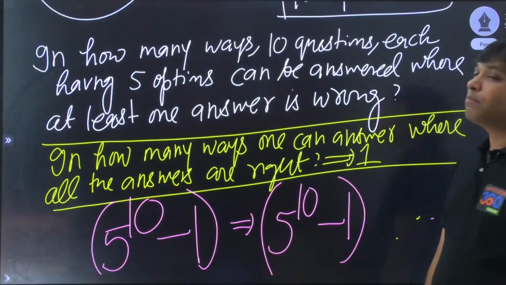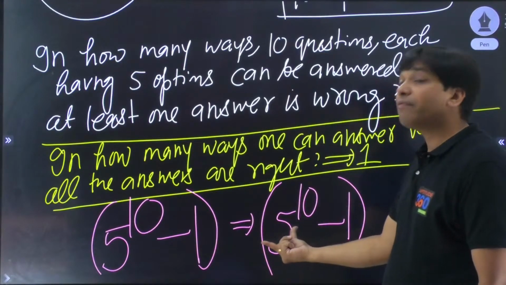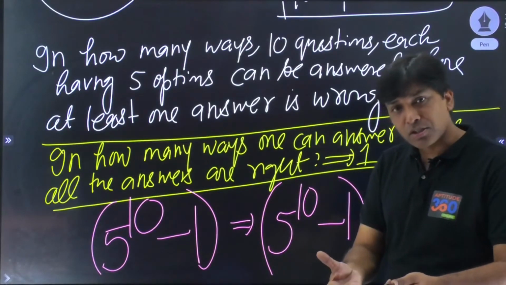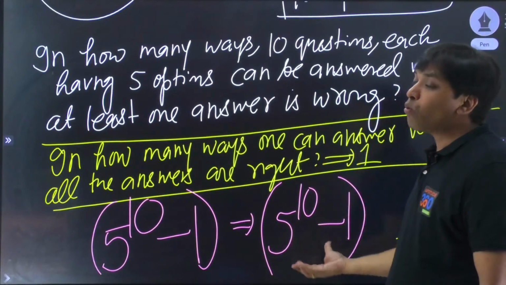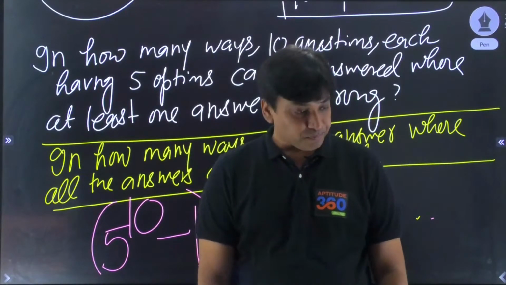And what is the problem? In how many ways 10 questions each having 5 answers can be answered provided at least one answer is wrong? Let me know in the comment section if you're understanding this problem, people.